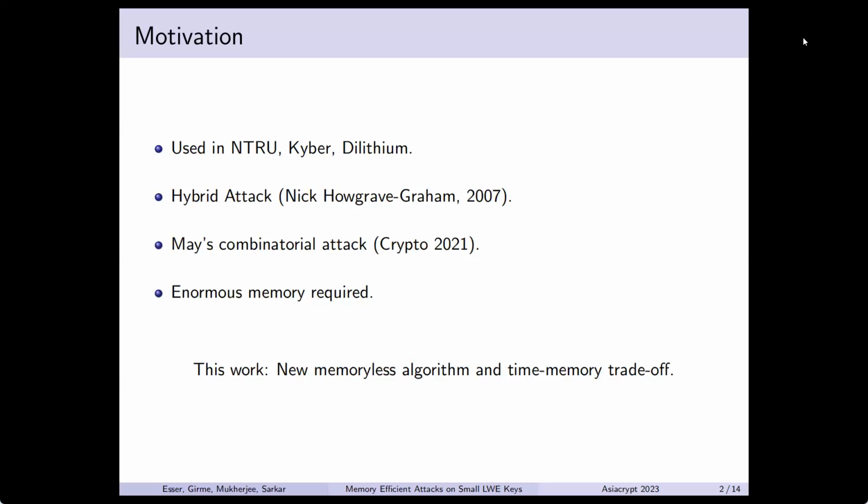Now, lattice reduction is not known to exploit the small-secret structure of this kind of keys. Right? So, May in Crypto 2021 provided a purely combinatorial attack that could actually exploit the small-secret structure of these keys. But the issue with this attack was that it had a huge memory requirement. So he provided a memoryless version of this attack in the paper and also some time-memory trade-offs based on it. So we are going to improve those memoryless algorithms and time-memory trade-offs in this work.